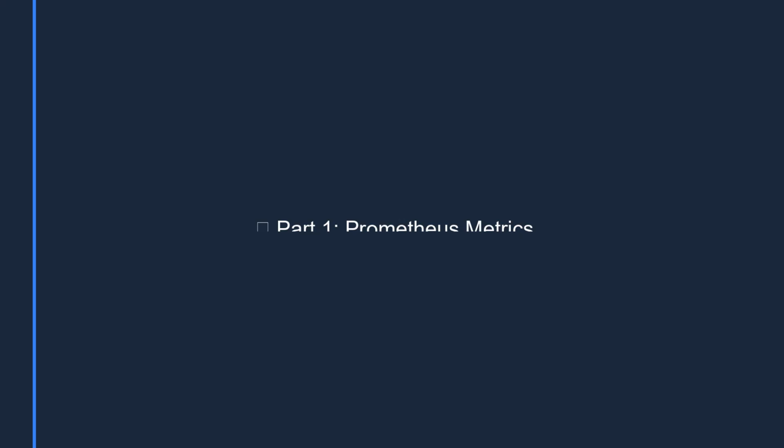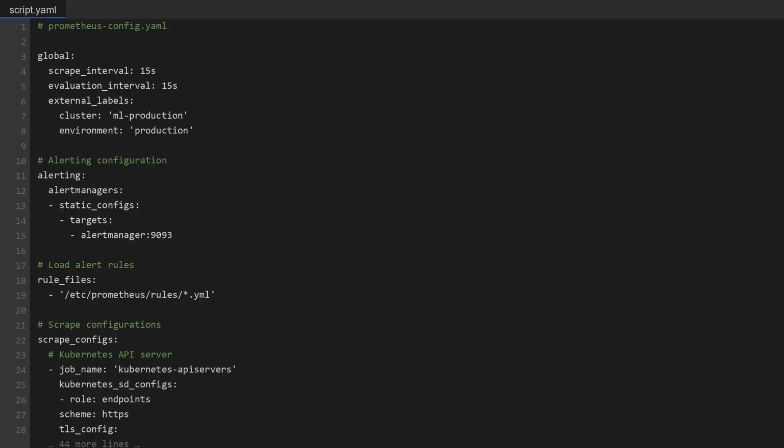Part 1. Prometheus Metrics. This Prometheus configuration is where you define what gets scraped, how often, and what to do with the results. The global section sets a 15-second scrape interval and evaluation interval. That's aggressive enough to catch a spike in latency or error rate within a single scrape cycle, important for a model API where a bad deployment can go sideways fast.